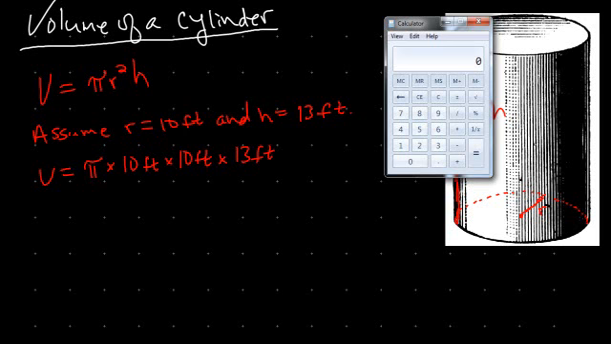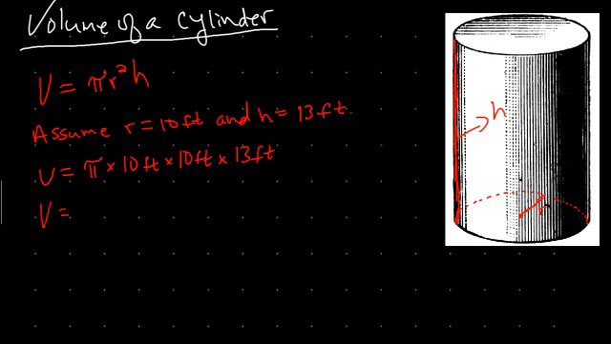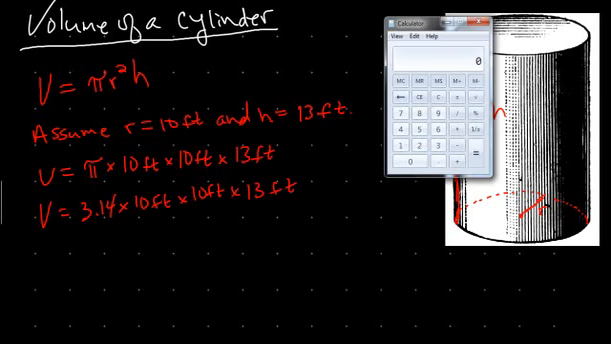Okay. So we've got pi times 10 feet times 10 feet times 13. So pi is going to be 3.14. So let me go ahead and write that down here. V equals 3.14. Remember, that's an approximation of pi, times 10 feet times 10 feet times 13 feet. Okay, and when we're multiplying, we can multiply in any order we want. This multiplies straight across, it doesn't matter the order of operations.